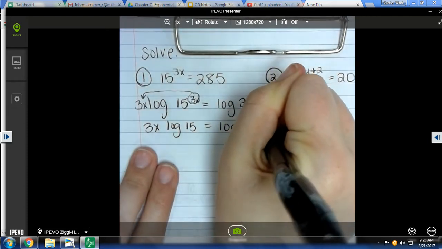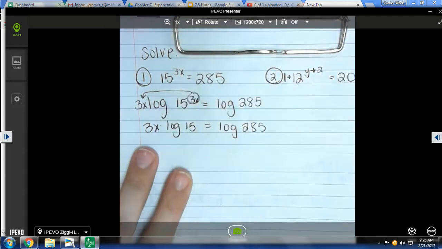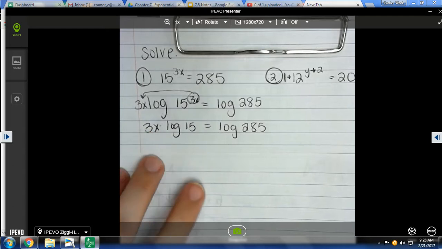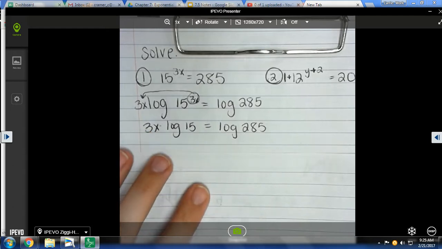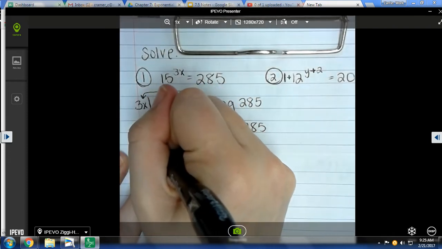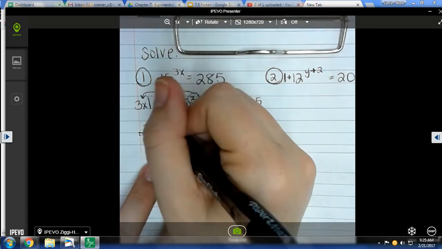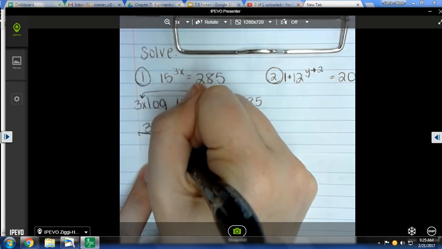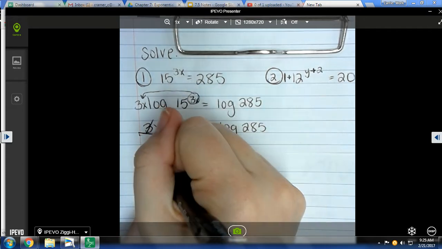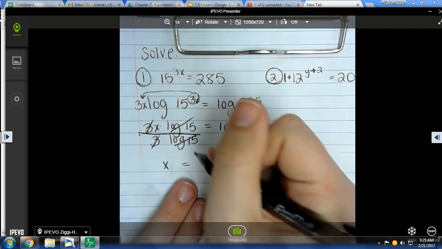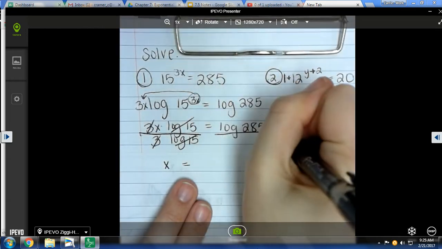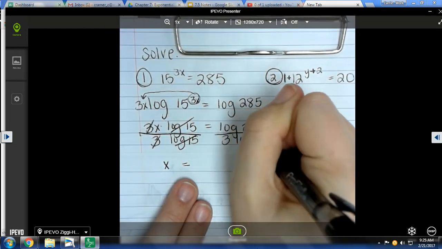And the reason that that's helpful is because now the variable is down in a normal part of the equation. It's no longer an exponent. So that's good. Now we need to get x by itself. In order to do that, we need to divide by 3, and we also need to divide by log of 15. That way, the 3 will cancel out the 3, the log of 15 will cancel out the log of 15, and we just get x. So if we divide the left by 3 and log 15, we need to divide the right by 3 and log 15.